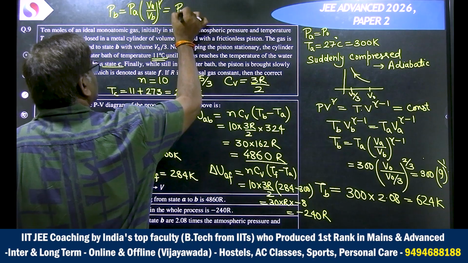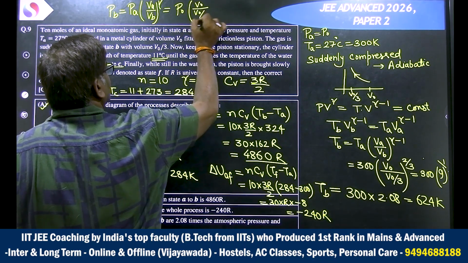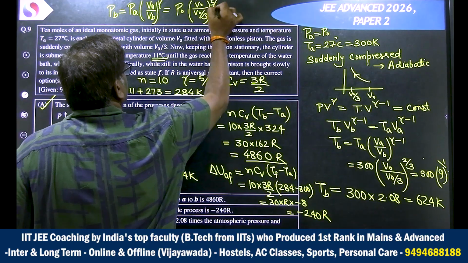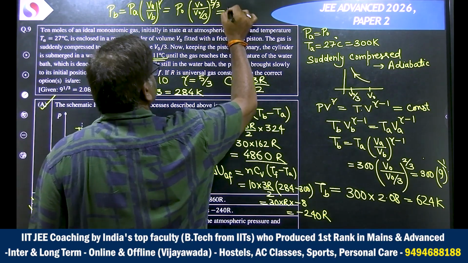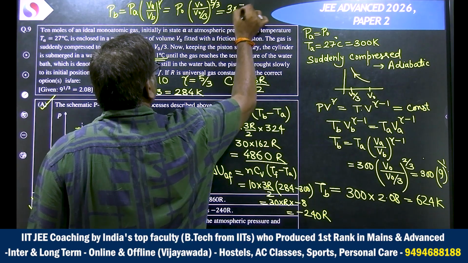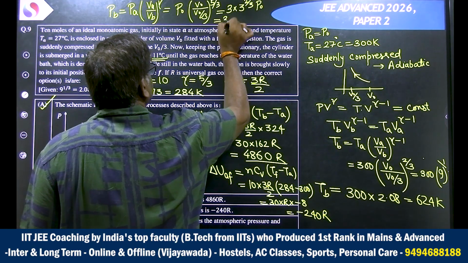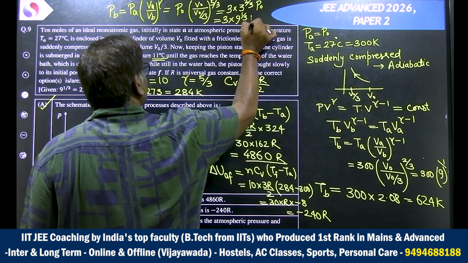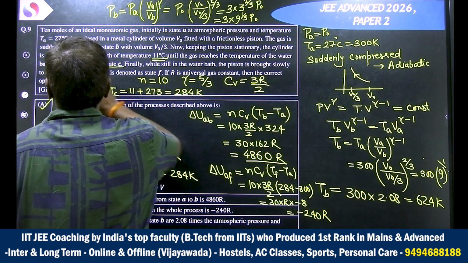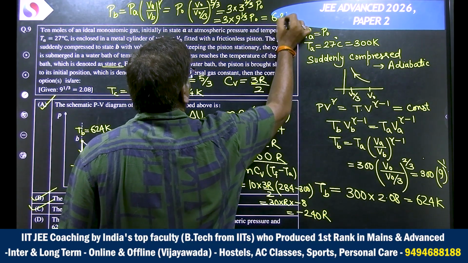Pressure at A is P naught. Atmospheric pressure, this is V naught by 3 to the power gamma, which is 5 by 3. 5 by 3 I am writing as 3 plus 2. 3 plus 2 means it is 3 into 3 to the power 2 by 3 into P naught. So this is 3 into 3 to the power 2 by 3, which is 9 to the power 1 by 3, P naught, which is given to you as 2.08. So 3 into 2.08 will be 6.24.